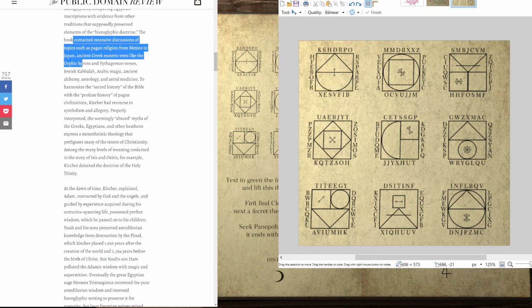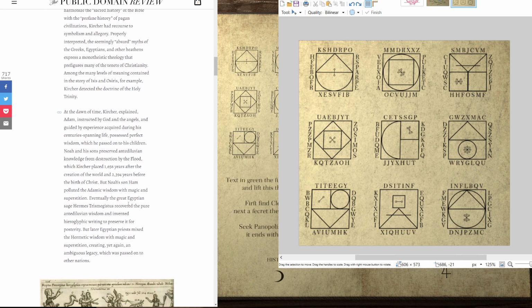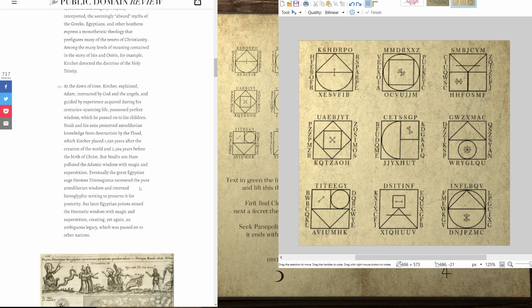At the dawn of time, Kircher explained, Adam, instructed by God and the angels and guided by the experience acquired during a century-spanning life, possessed perfect wisdom, which he passed on to his children. Noah and his sons preserved antediluvian knowledge from destruction by the flood, which Kircher placed 1656 years after the creation of the world and 2,394 years before the birth of Christ. But Noah's son Ham polluted the Adamic wisdom with magic and superstition. Eventually, the great Egyptian sage, it's always thought he's Egyptian, Hermes Trismegistus, recovered the pure antediluvian wisdom and invented hieroglyphic writing to preserve it for posterity. But later Egyptian priests mixed the hermetic wisdom with magic, creating yet again an ambiguous legacy.